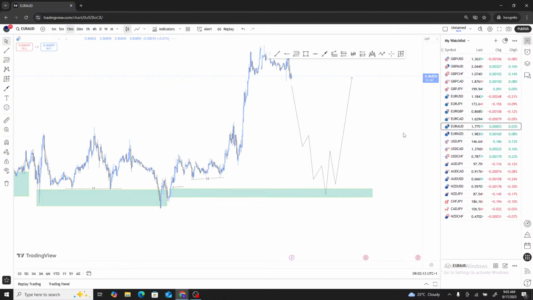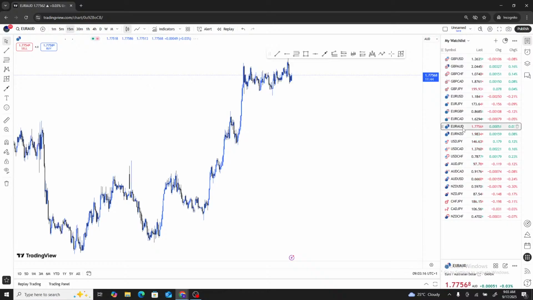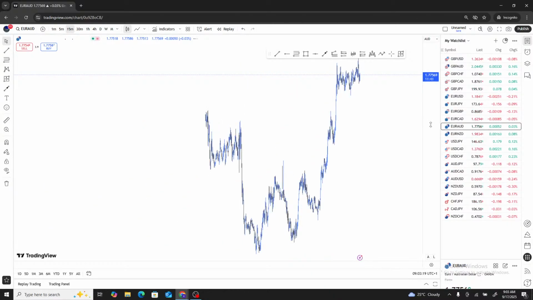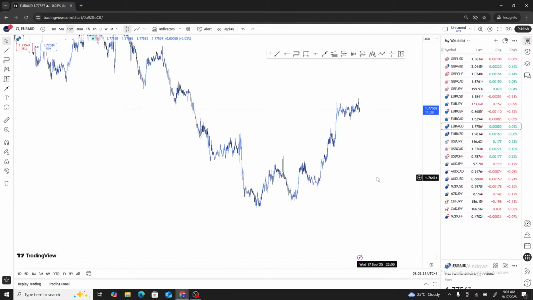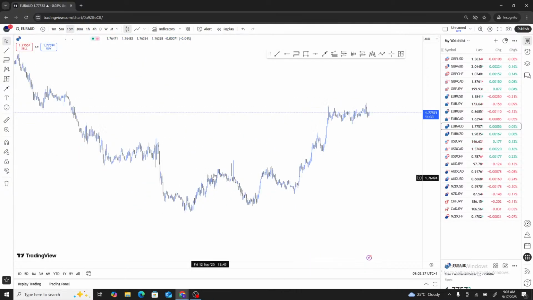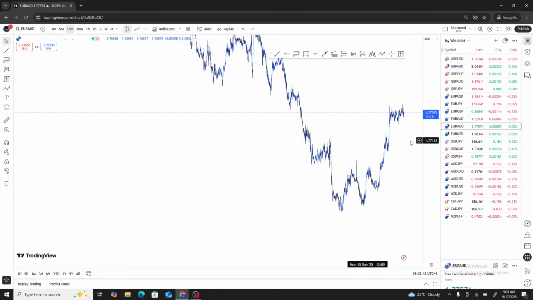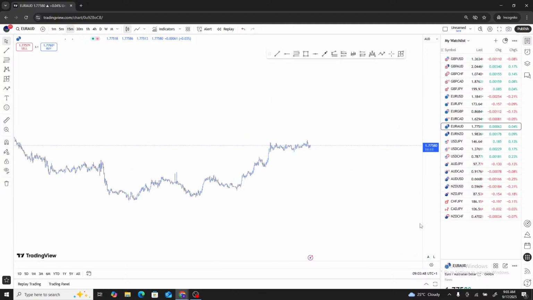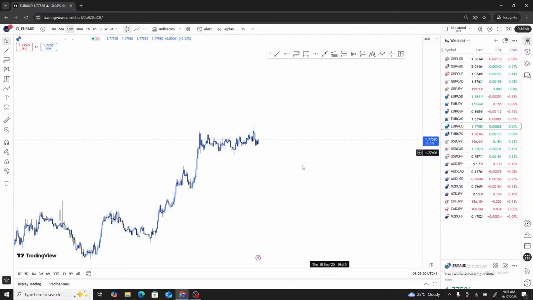Euro AUD. Euro AUD is still on a massive uptrend. As you can see, higher highs and higher lows. Most of these pairs are on an uptrend. Look at higher highs, higher lows. So as the price of Euro AUD is going up, we'll be looking out for places we can buy, levels which we can buy.